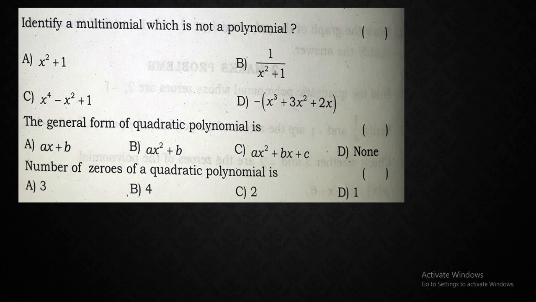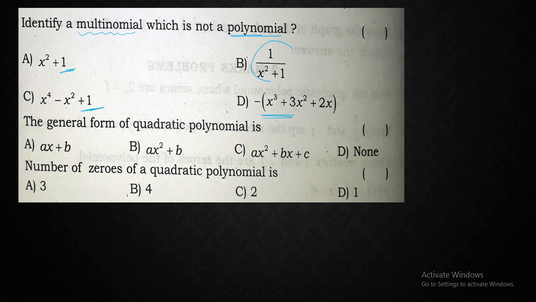Identify a multinomial which is not a polynomial. So what is meant by a polynomial? Polynomial means it should contain non-negative integral powers. All the polynomials are multinomials as well, and those having negative powers also we can consider as multinomials, right? So this is a polynomial exclusively. This is also a polynomial, and this is also a polynomial, because these have non-negative integral powers.